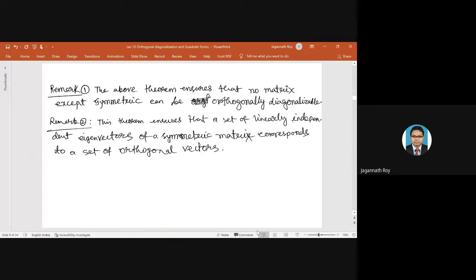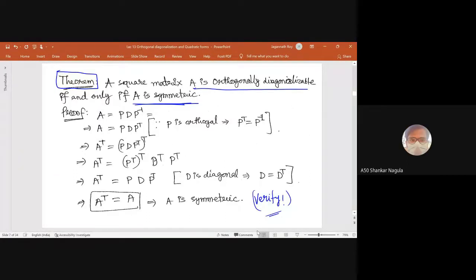And then there are two remarks. No, Sir, other matrix. Previous slide. Yes, previous slide. Previous one.